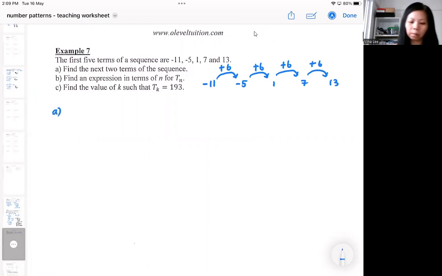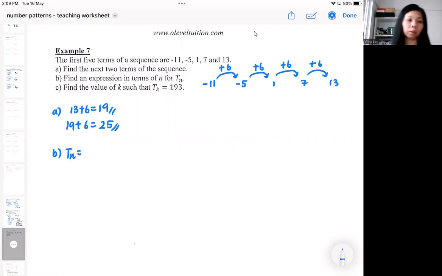The next two terms will be 13 plus 6, 19 plus 6. So that will be the next two terms. And if I want to find the expression, by now you should be quite good at the general formula for common difference. The first term is minus 11, and we always add a 6. So it's plus 6 bracket n minus 1.